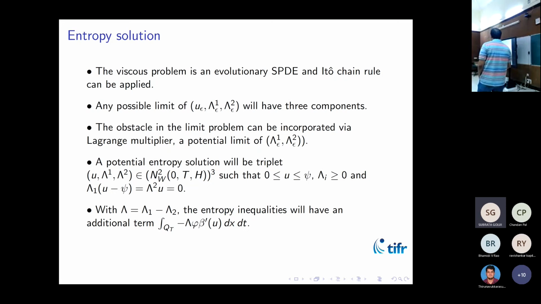Then any entropy solution, potential limit, will have to satisfy all those entities they were satisfying for epsilon. And you can show that pretty easily. But here again, the estimates that you have are just Lp type estimates. You don't have a convergent subsequence here. So what we do is the following.